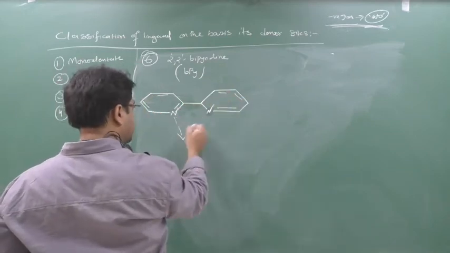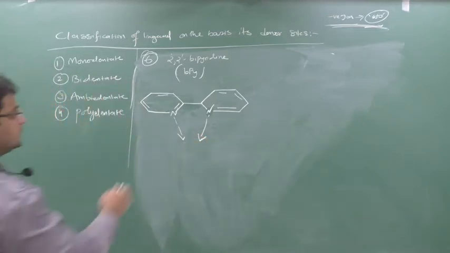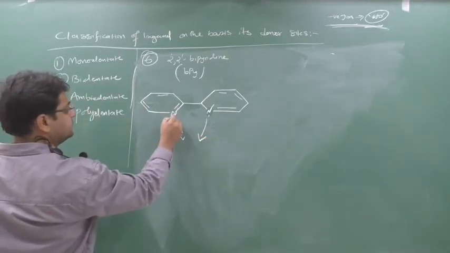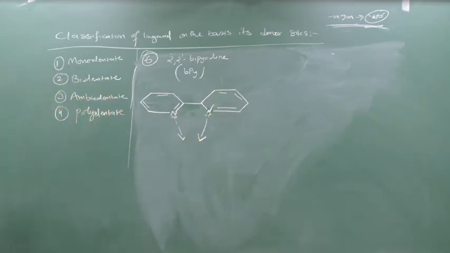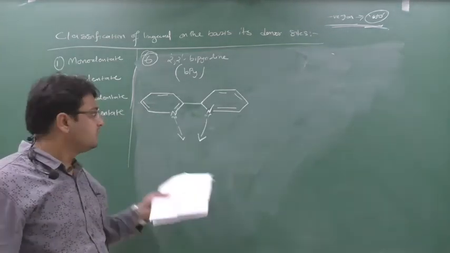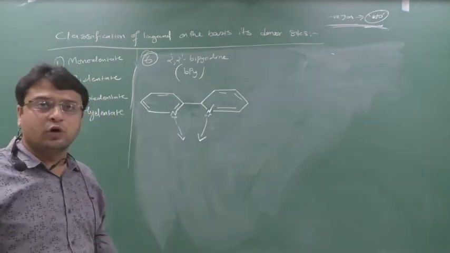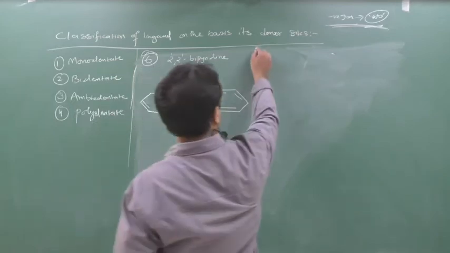This is one donor site, this is one donor site, because of its lone pair. There are two donor sites. So I said BPY, bipyridine. Now see, can you see any negative sign on any atom? No. So I have not given the suffix ato. Clear?